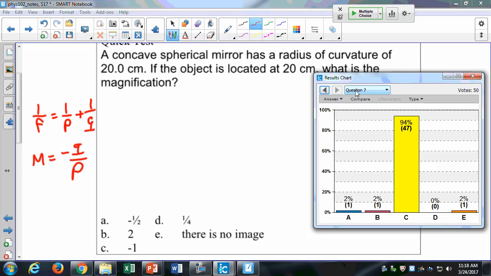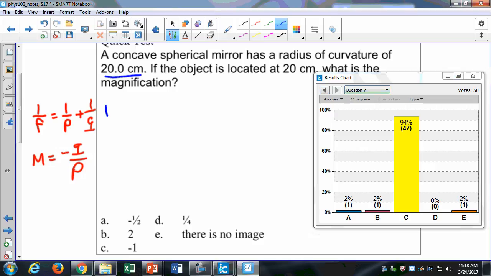I first determine what is my focal length. Well, I know the radius of curvature is 20, so that means my focal length is 10. And I also know that it's concave, so that means it's positive 10 centimeters. We can just keep everything in centimeters. We'll keep the units all throughout. And then it tells me that the object distance is 20 centimeters. And now I want to know what the magnification is.